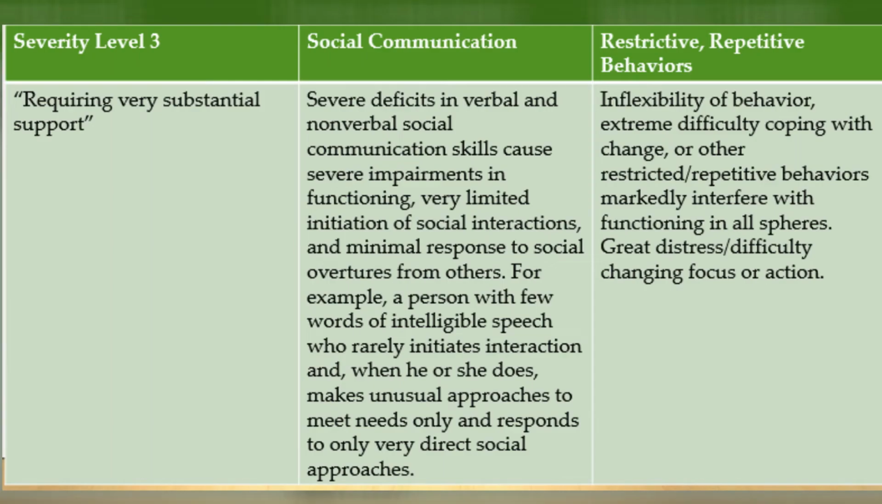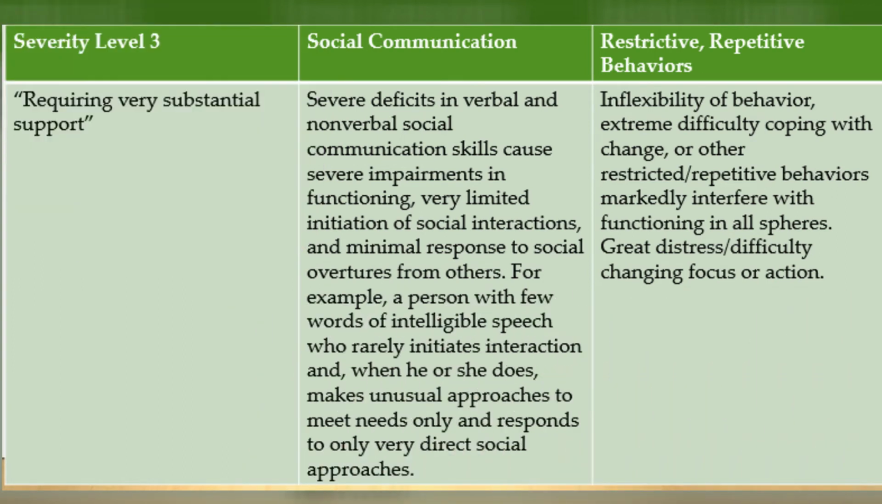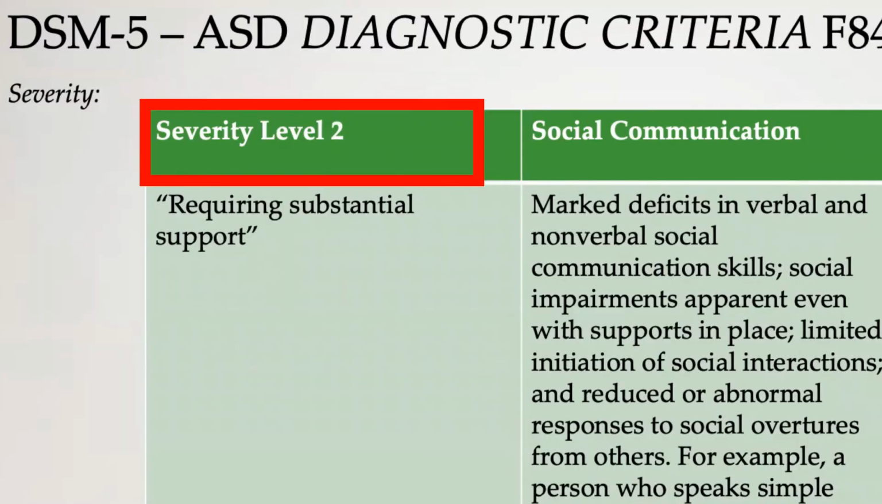We are probably not going to see the third or the second level of severity. We will probably see the first level of severity, but be aware that the third level is probably not going to come in. They tend to not be able to talk. They don't cope well. It's just a lot of severe deficits. The only reason I want to point this one out is because you may see this come in. Sometimes they get passed on to us because their parents are only thinking about behaviors, not what other things are going on.